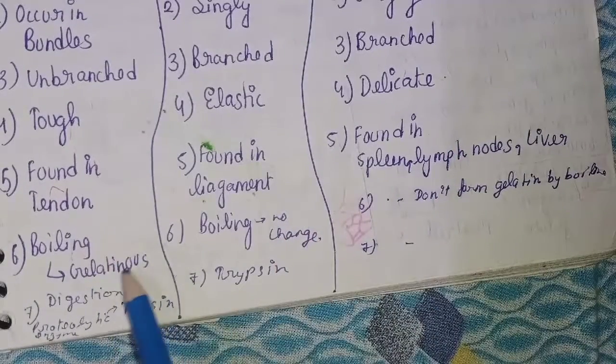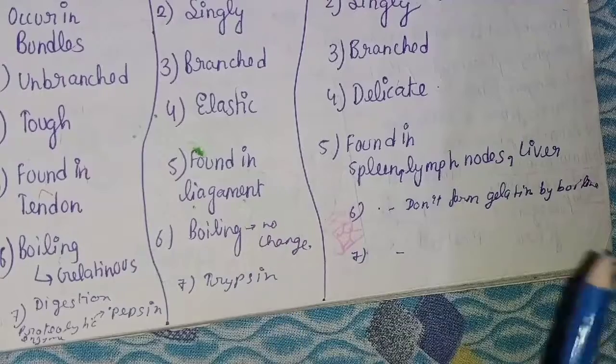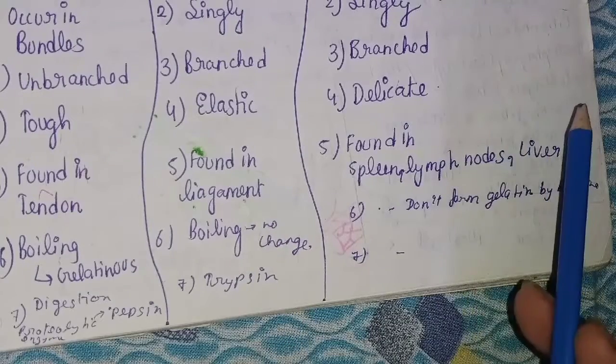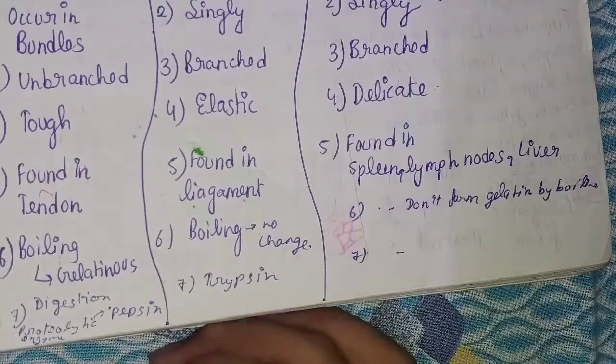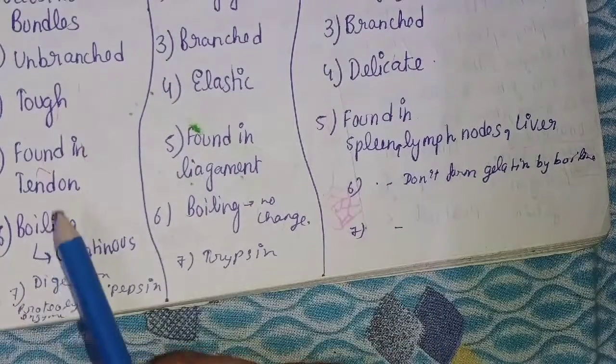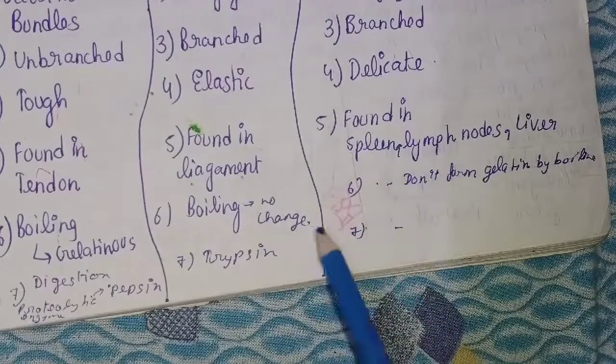On boiling, collagen converts to a gelatinous substance. In elastin, there is no change, and reticular fibers do not form gelatin by boiling. Now coming to the digestion part, the collagen is basically digested by the proteolytic enzyme pepsin, and elastin by trypsin.